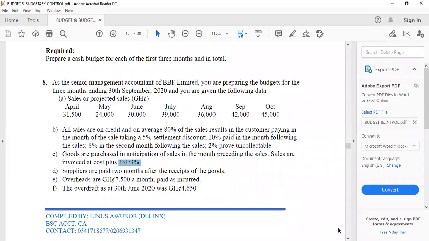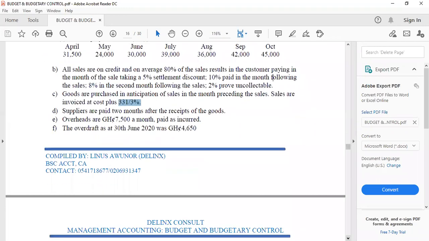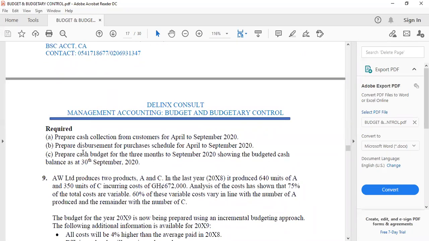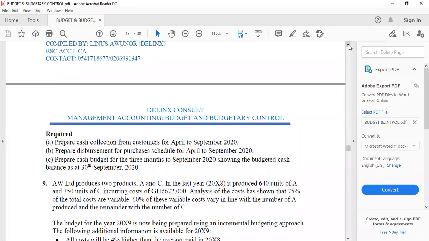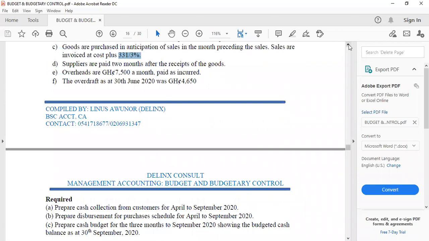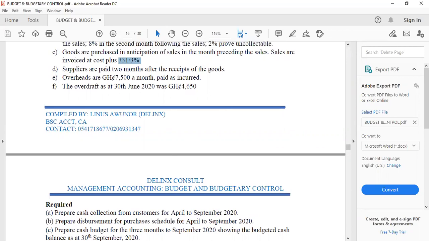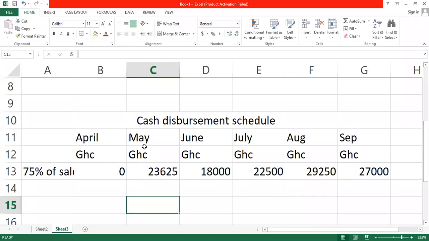This is the schedule that they are talking about. That is the trade payables schedule for April to September. Sometimes the question can also say that 60% of the purchases are paid in the month of purchases. So it means that if that is paid in the month of purchases, 60% of June's money will be paid in what? May, isn't it?